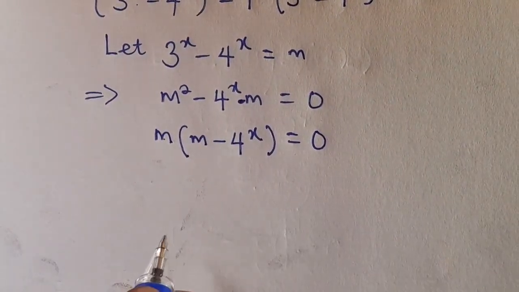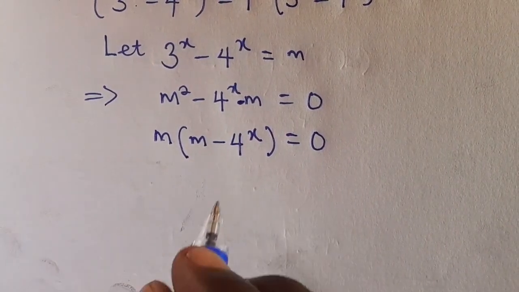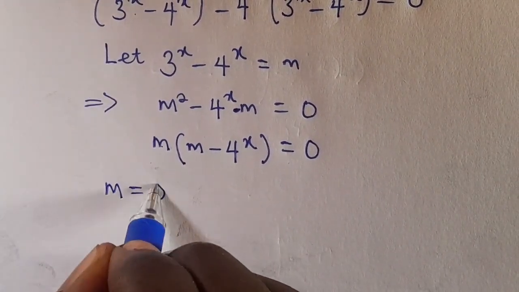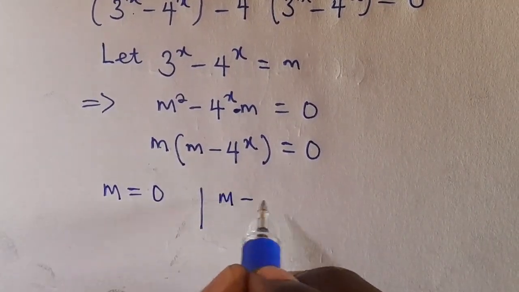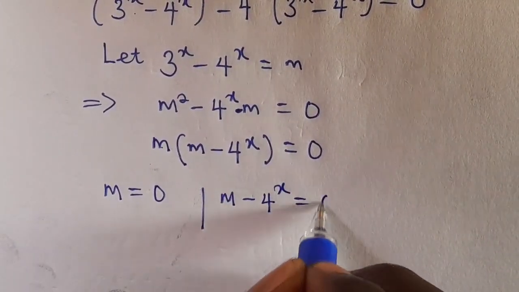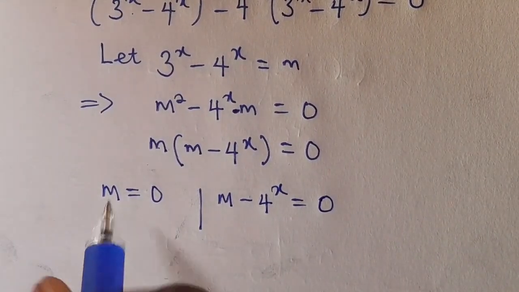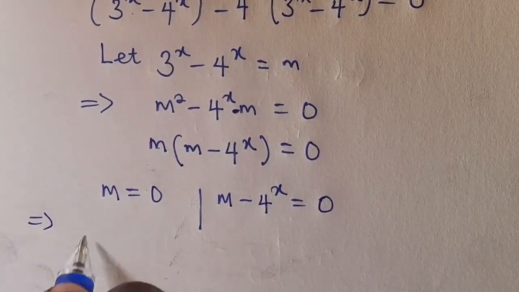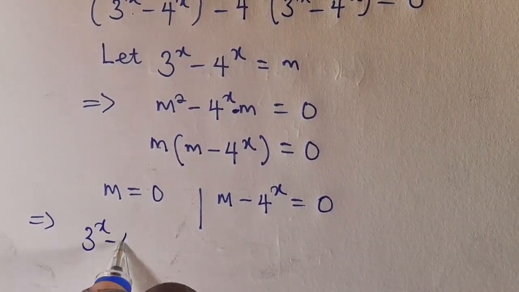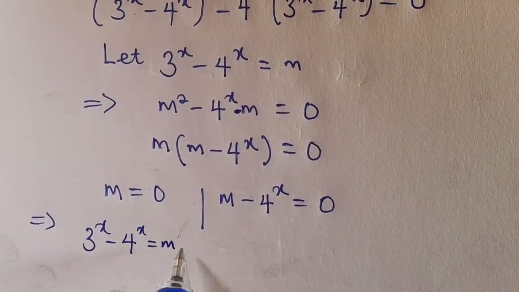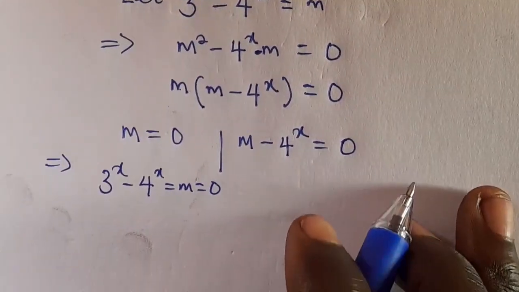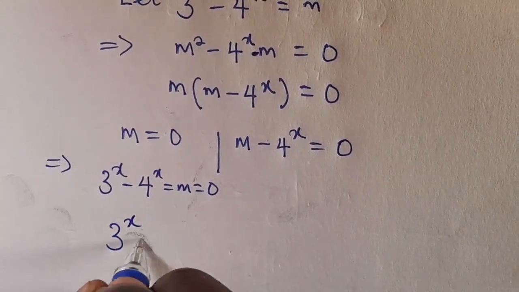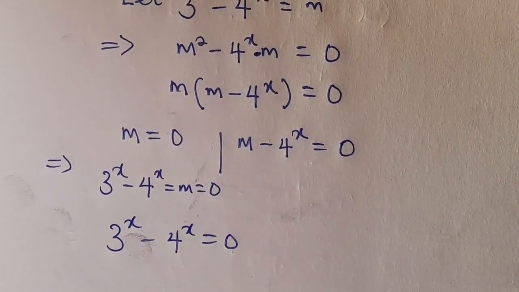So what are we trying to say here? What this implies is that for this expression to be equal to 0, either we have m equals 0 or we have m minus 4 to the power of x equals 0. When m equals 0, it implies that we have 3 to the power of x minus 4 to the power of x equals m, which equals 0. And so therefore, we can declare finally that 3 to the power of x minus 4 to the power of x equals 0.